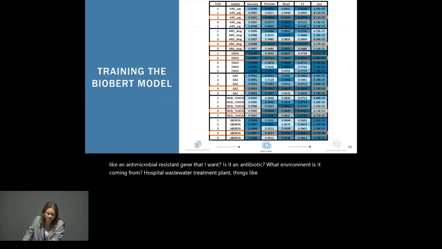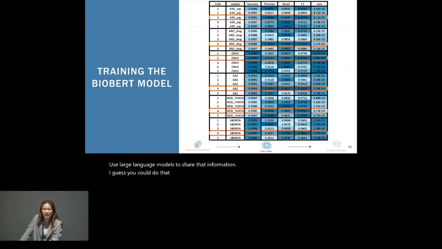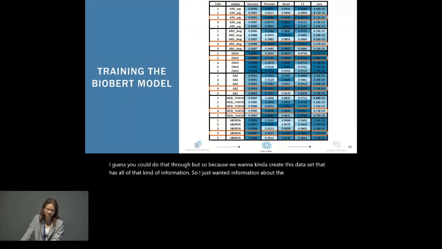If you have more than that to ask, why don't you ask directly a large language model all of the questions too? Oh, like use large language models to extract that information. Yeah, I guess you could do that, but we want to create this data set that has all of that kind of information. I just wanted information about the samples themselves. And also previous work in our lab also just used NER and RE. So it was just kind of the consistency of that as well.